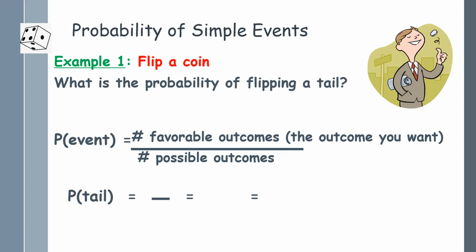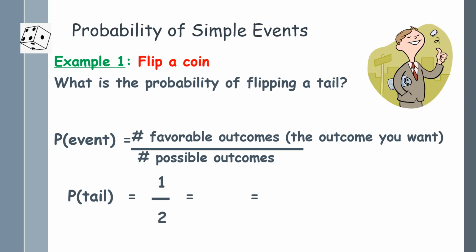So if you were asked, what is the probability of flipping tails on a penny, you'd have to ask yourself 2 questions. First, how many times does tails occur on a penny? Or how many tails are there on a penny? The answer is 1. Tails only occur 1 time on a penny. So 1 will be your numerator. Second, how many total outcomes are there? The answer is 2. If you flip a coin, there are only 2 outcomes, heads or tails. So your denominator will be 2.